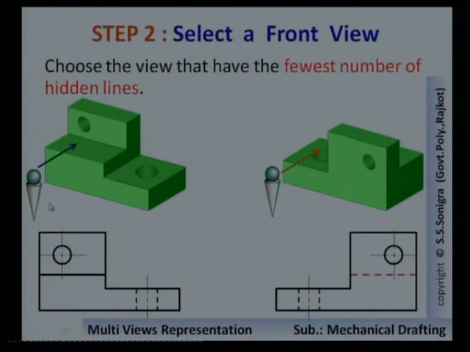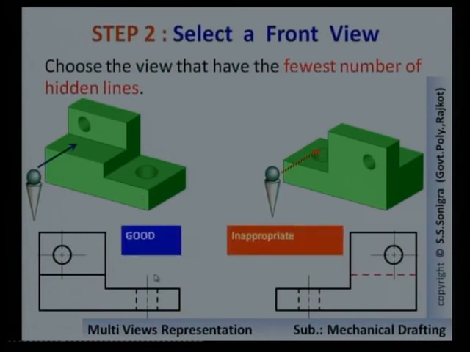Here, we are looking from the side where the number of dotted lines is less. And here, this is a dotted line. And here, this dotted line is a full line over here. And here, it is a dotted line. So, which should be selected as front view? If we look from here, this is also a correct drawing. This is also a correct drawing. But we have to select this one. This is good and this is inappropriate, because here dotted lines are not there, or hidden lines are few as compared to this view. This dotted line is a full line over here. Hence, this is a good practice to select this view as the front view.